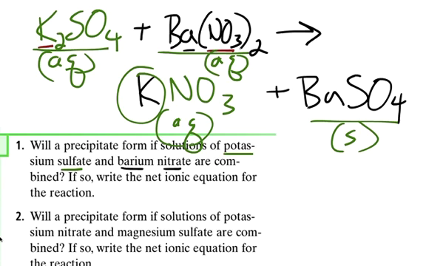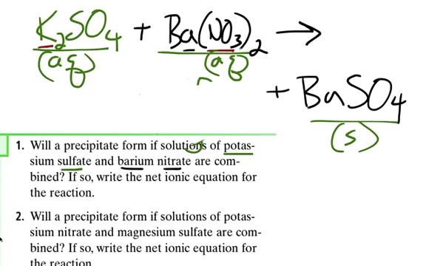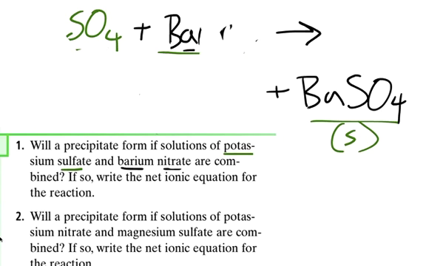Our net ionic equation is just going to concern the ions that are reacting. So I'm going to use my eraser and erase the potassium nitrate, because those ions are not really reacting. The potassium is not really reacting, and nitrate's just sitting in solution. So my net ionic would be barium plus sulfate, making barium sulfate. Now you have some others you can try.